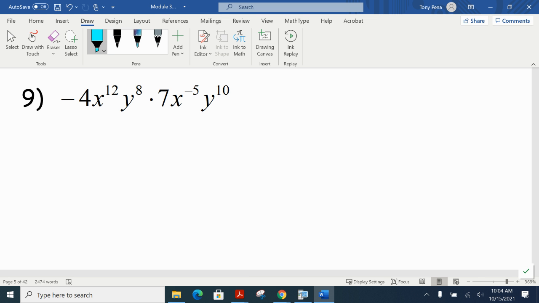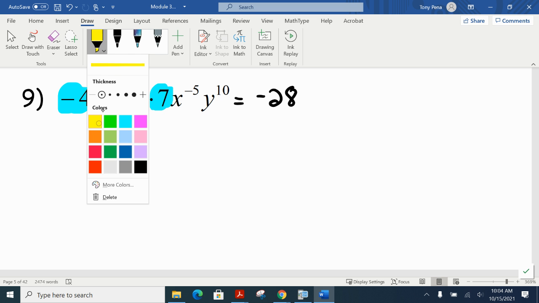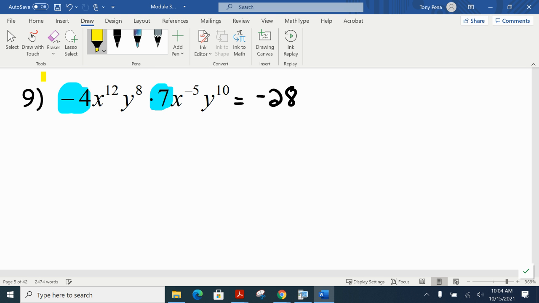Okay, let's see what we got here. Sarah, all we're doing is multiplying the like parts. So Sarah, what is a negative 4 multiplied by the other number, the positive 7? Good. So negative 4 times a positive 7 should give us a negative 28.